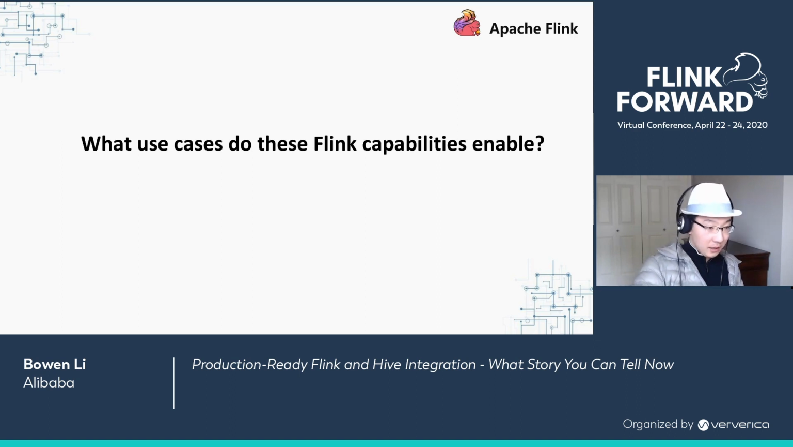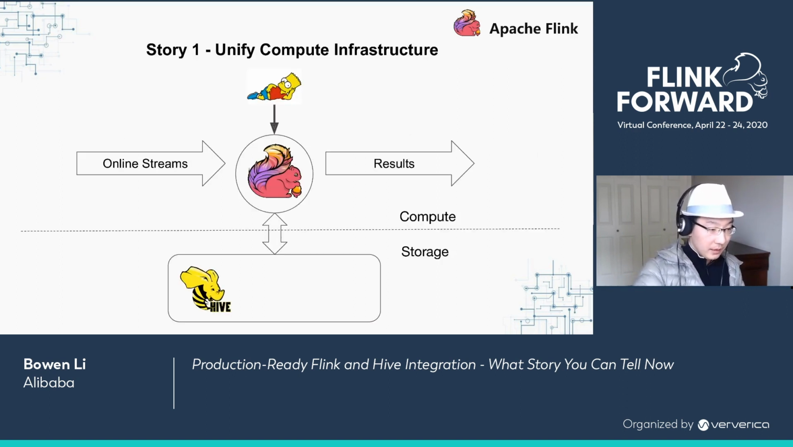So what exact stories or use cases does this feature enable you to do? I would just introduce a few as examples, all right? So story one, you can have a finally unified compute infrastructure. So you can have Flink process both the online streams as well as the historical data stored in Hive, and leverage Flink as a single unified compute infrastructure to produce results.